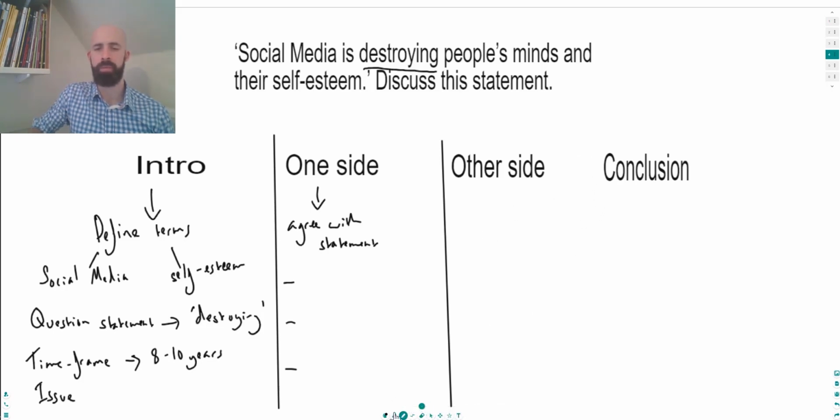Okay, so next up we're going to take a look at the other side of social media, the side that says actually this isn't damaging at all, this is actually a good thing. So again, just pause the video and write down a few arguments. Again, you might want to go and do some research, write down a few arguments that you could use for the other side.